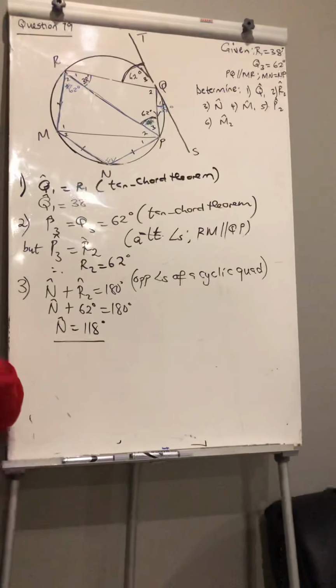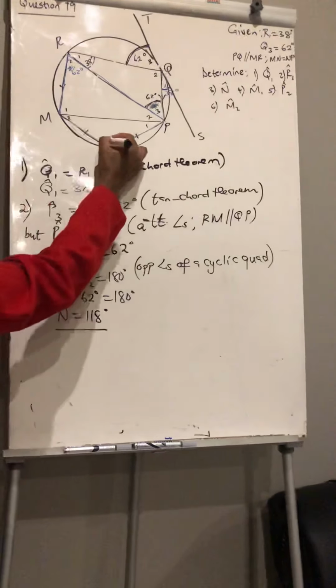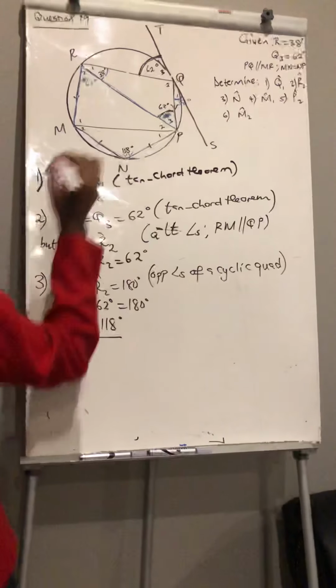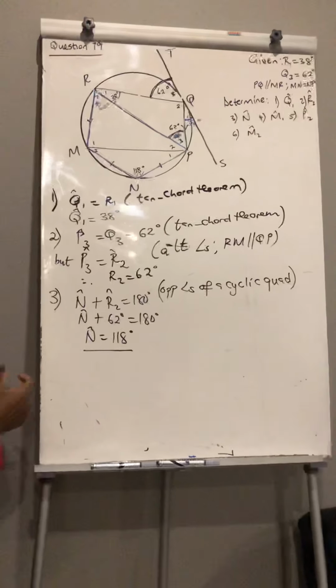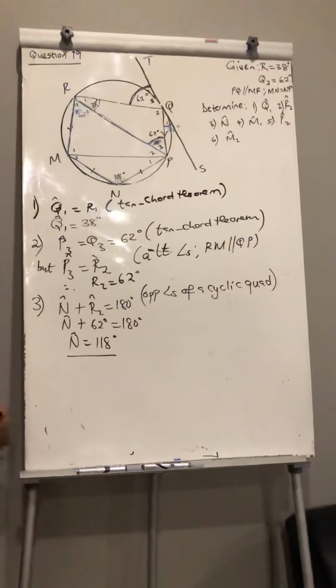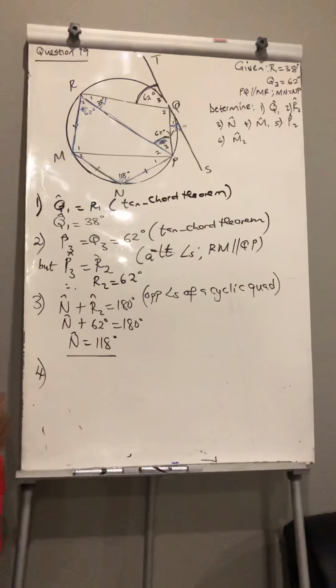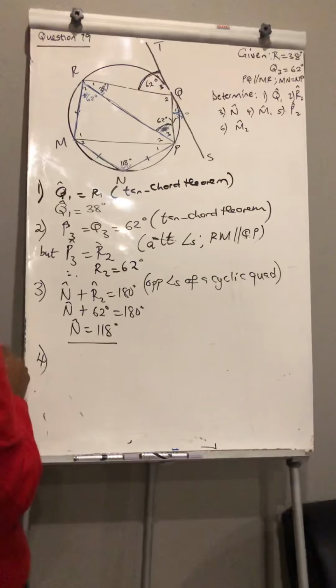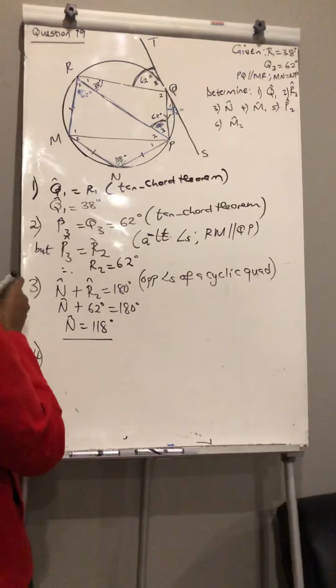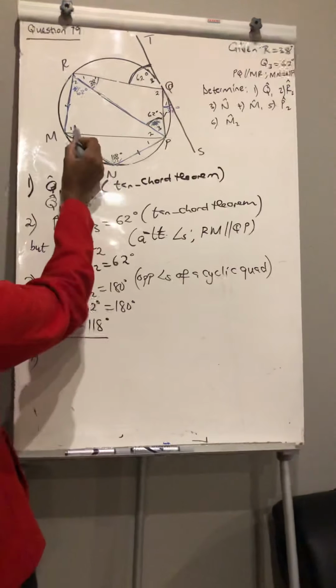That should be n. So we are going to put 118 here in case we will need it for something. We just finished calculating number 3. Okay, number 4, let's get it. Number 4, we want to calculate M1. Let's find where M1 is. I'm noticing it's right here.